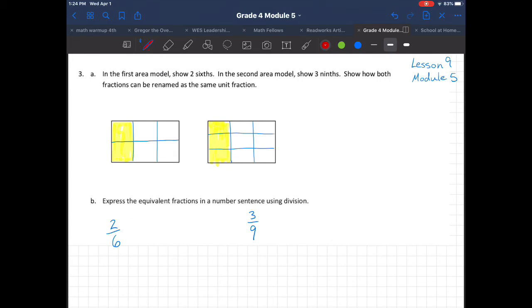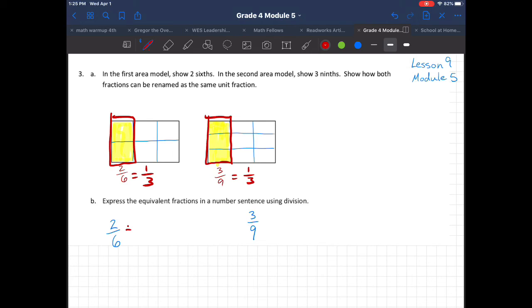Three, in the first area model, show 2/6. So I went ahead and drew 2/6. In the second area model, show 3/9. I already have drawn 3/9. Show how both fractions can be renamed as the same unit fraction. So you can see that I have the same amount shaded. So they are both going to equal 1/3.